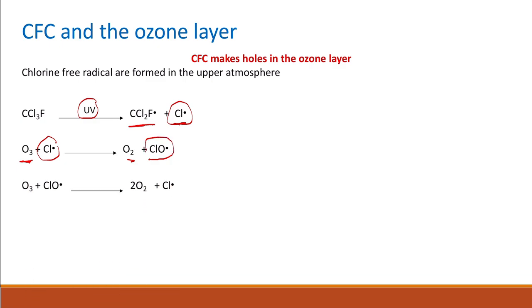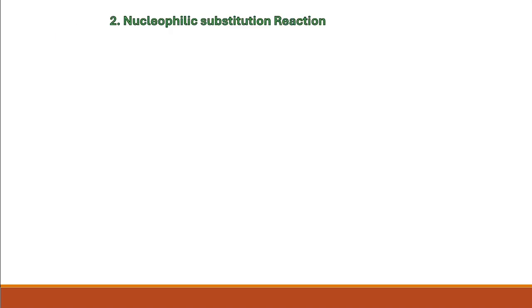Then the ClO free radical can react with the ozone to give you oxygen and the chlorine free radical again. As you can see, in the overall reaction, two molecules of ozone give you three molecules of oxygen, and chlorine here only acts as a catalyst. It is not added to the oxygen, it's just a catalyst.